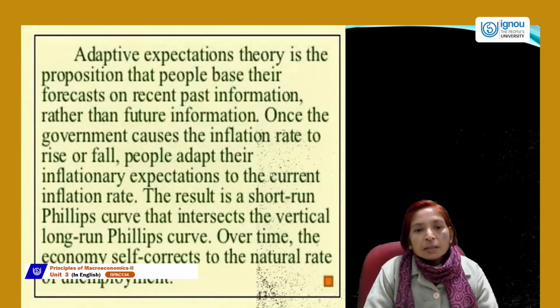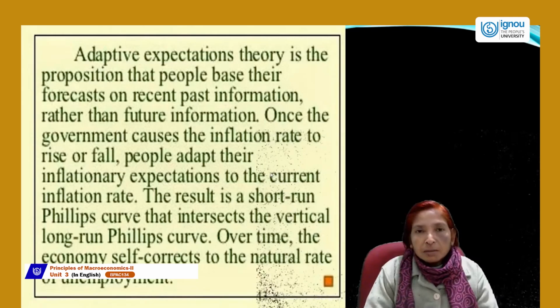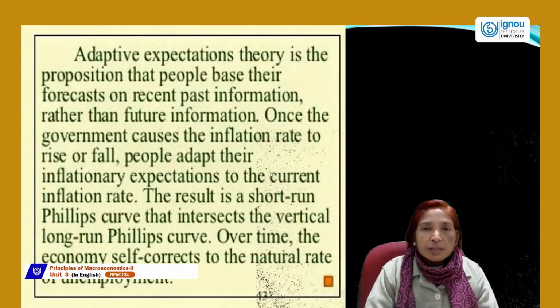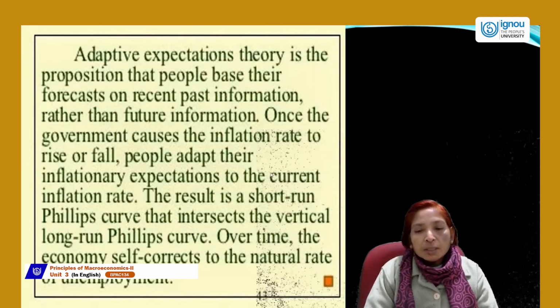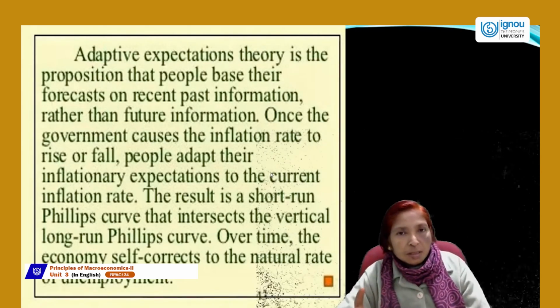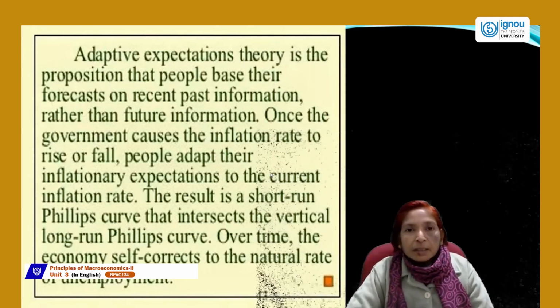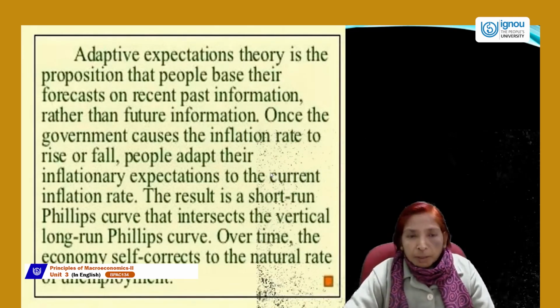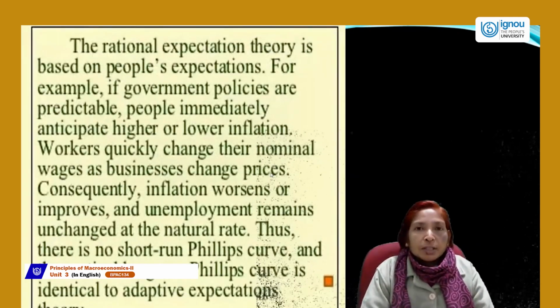The result is a short run Phillips curve, which is always a downward sloping curve, which intersects long run Phillips curve that remains always vertical or parallel to the y axis. So, over time, the economy self corrects to the natural rate of unemployment. So, this is the main reason behind this theory. This is called adaptive expectation. Now, next is rational expectation.